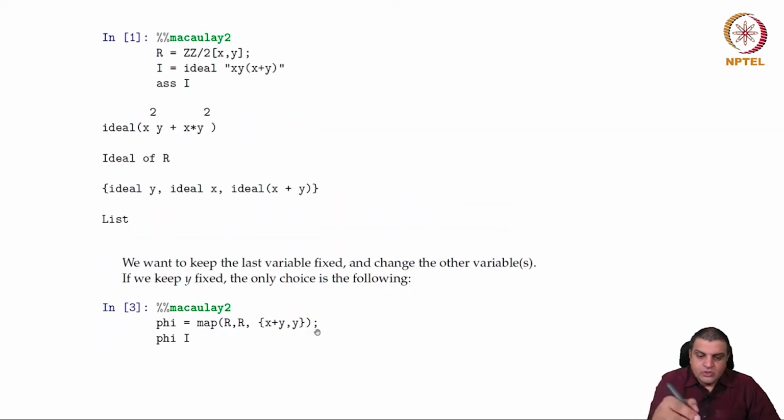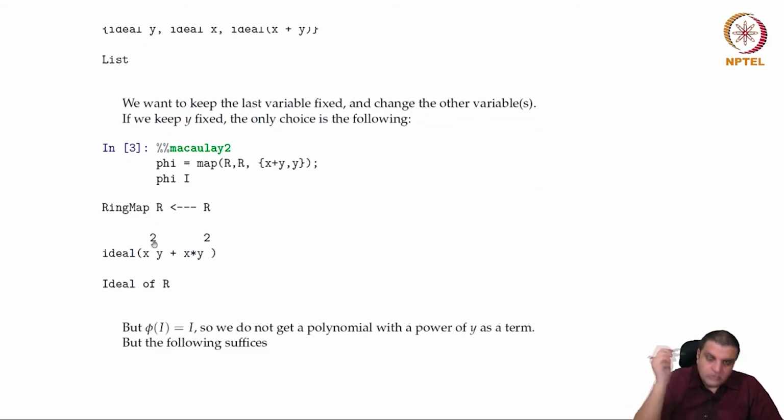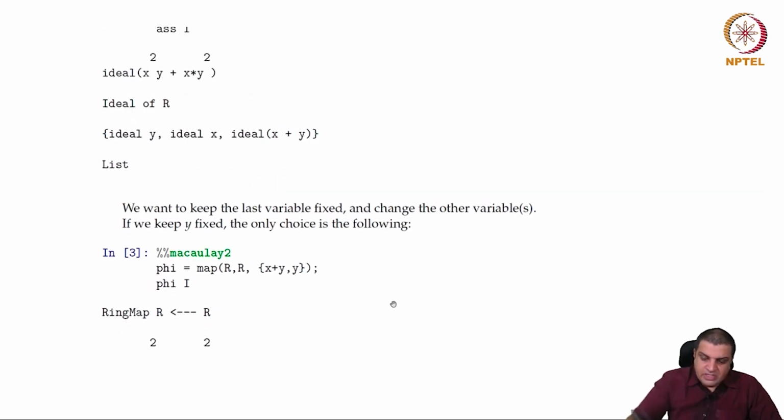Okay, so we are trying to find whether a linear change of coordinates of these variables x and y will give us a suitable Noether normalization for R mod I. Okay. So if you do that here, then we see that I doesn't change. This is the same as that, right? X square y plus xy square.